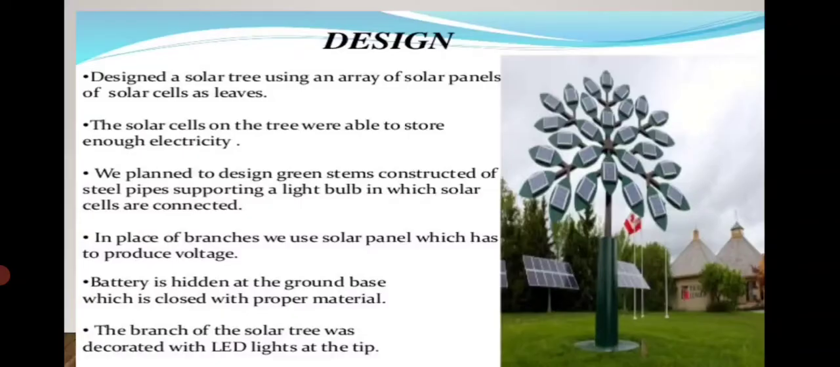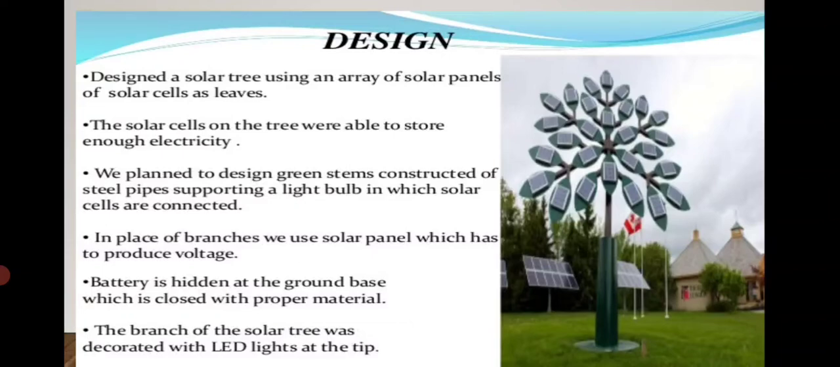Then come to the next point. Design. Designed a solar tree using an array of solar panels of solar cell as leaves. Second point, the solar cell on the tree were able to store enough electricity. Third point, we planned to design green stems constructed of steel pipe supporting a light bulb in which solar cell are connected. In place of branches, we use solar panel which has to produce voltage. Battery is hidden in the ground base which is closed with proper material. The branch of the solar tree was decorated with LED lights at the tip.